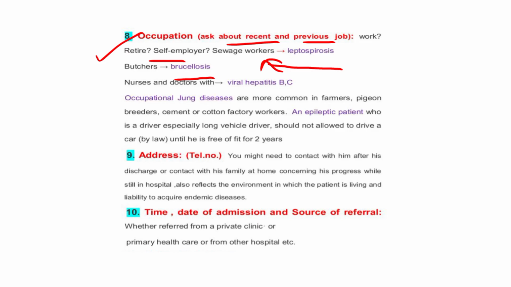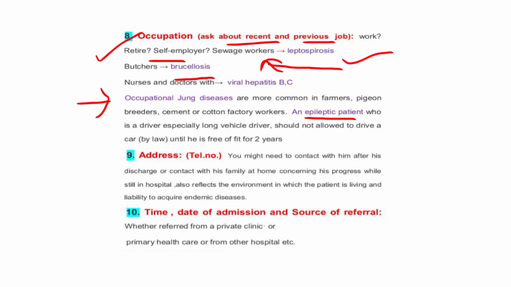It is a bacterial infection that can spread from animals. Leptospirosis and brucellosis are spread from animals. So it is very important to ask about the patient's occupation. I told you before, occupational lung disease is very common in farmers because it comes from the certain work environment.